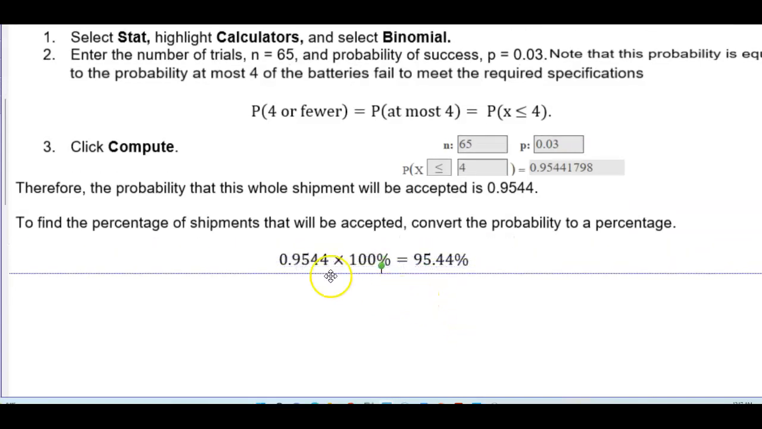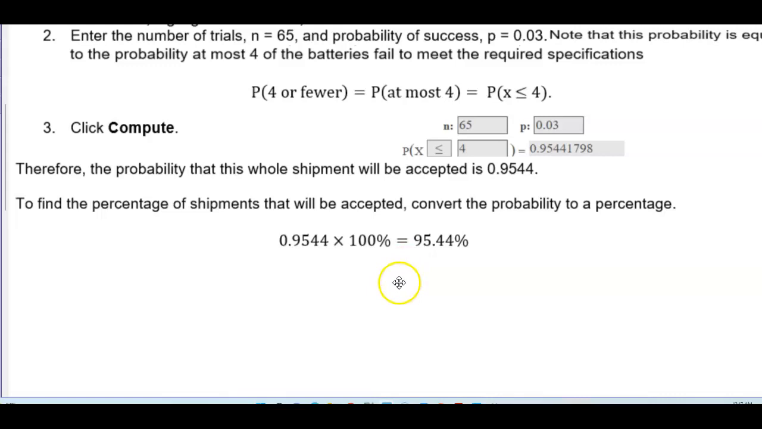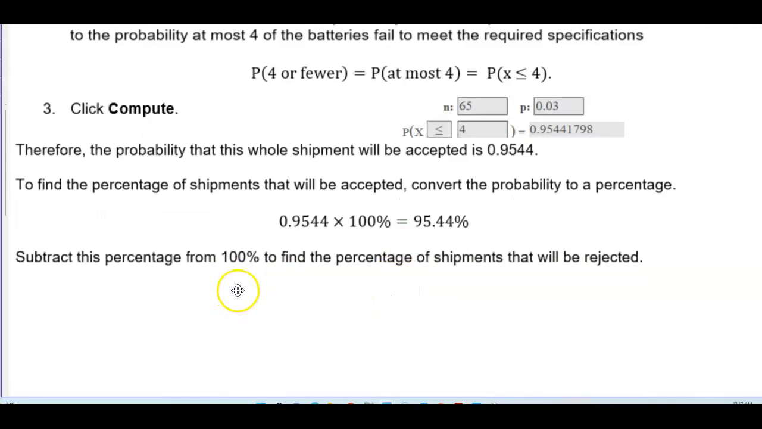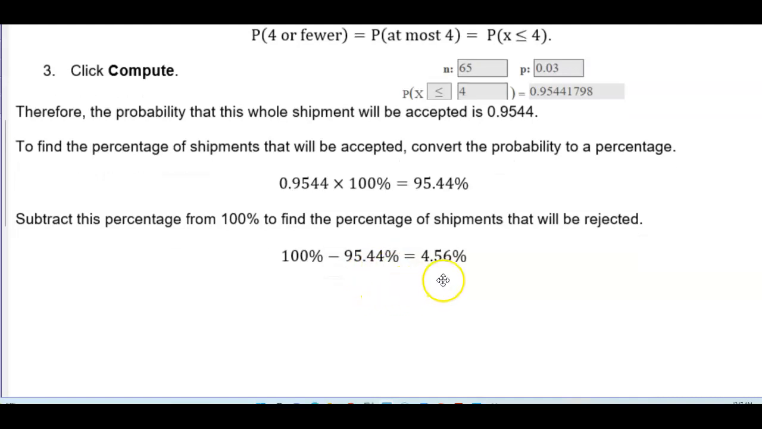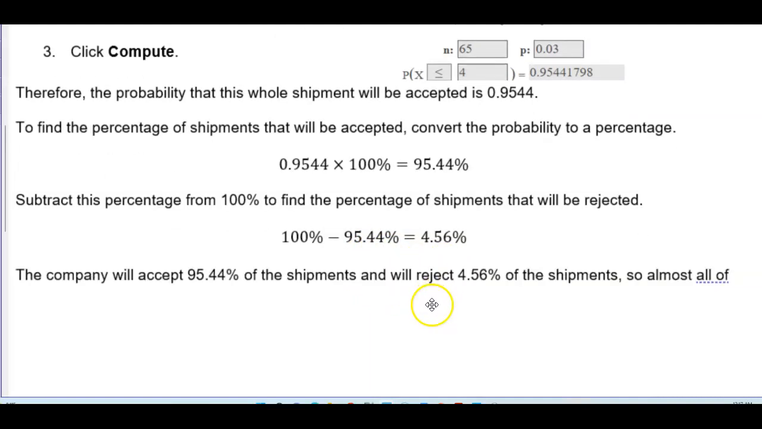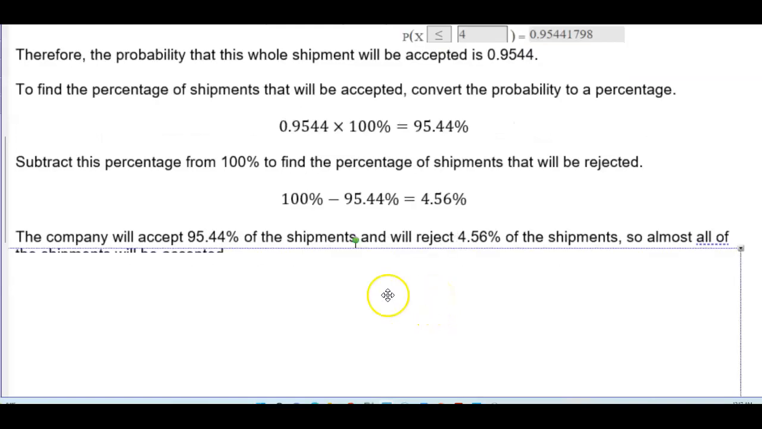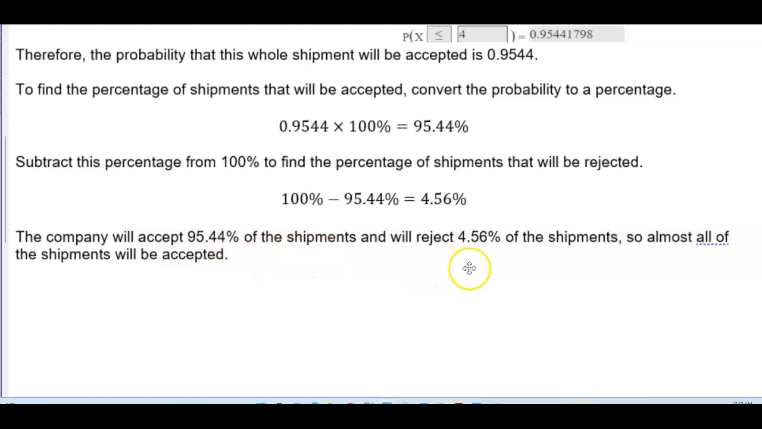So what we're going to do is take this probability of 0.9544, multiply it by 100%, and we get 95.44%. And then we're going to subtract this percentage from 100% to find the percentage of shipments that will be rejected. So if we take 100% and subtract 95.44%, then we get 4.56%. So therefore, we would say the following. The company will accept 95.44% of the shipments and will reject 4.56% of the shipments. So almost all the shipments will be accepted.